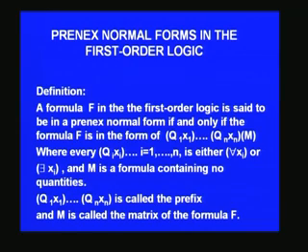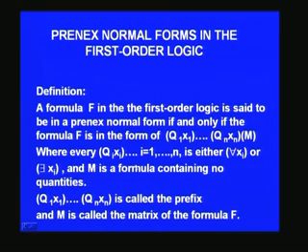For first order logic, the normal form is called Prenex normal form, and the definition is like this. A formula f in the first order logic is said to be in a Prenex normal form if and only if the formula f is of the form q1 x1 q2 x2 ... qn xn M, where x1, x2, ..., xn are the individual variables.